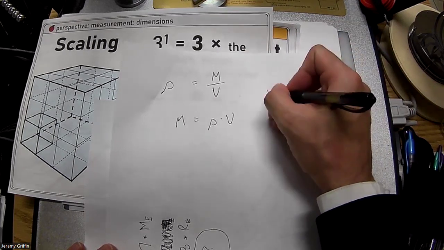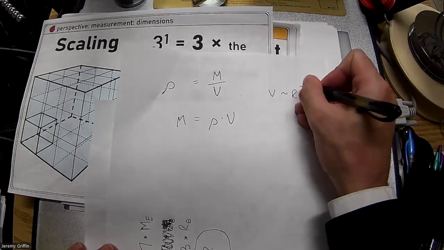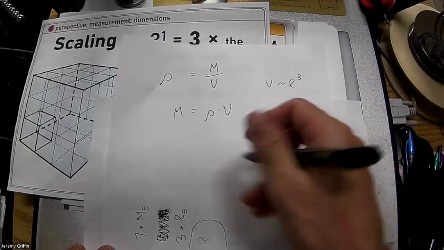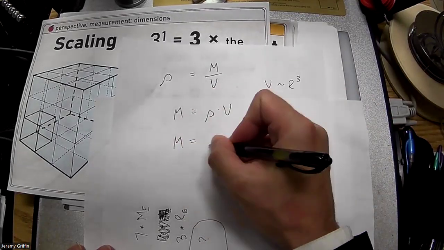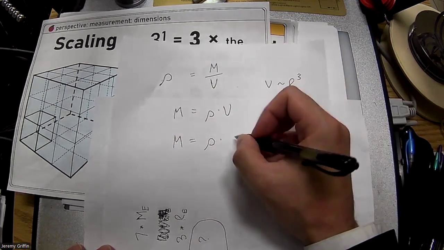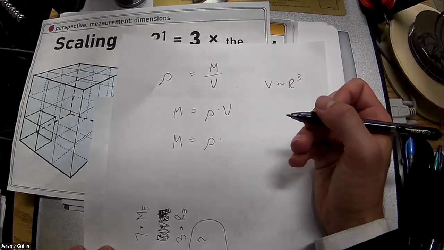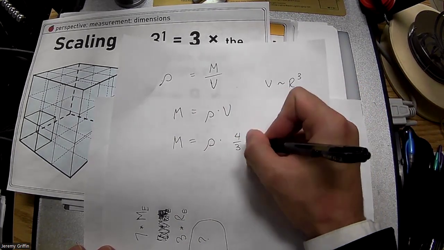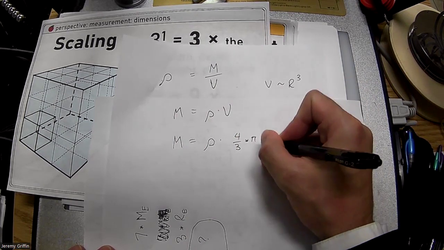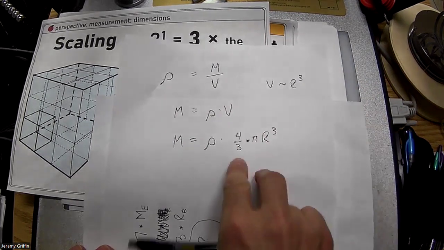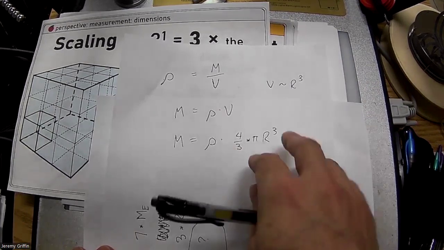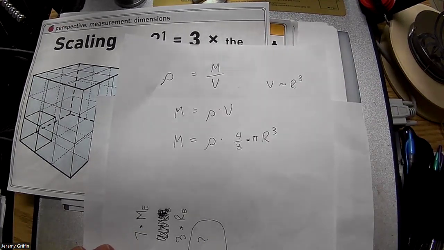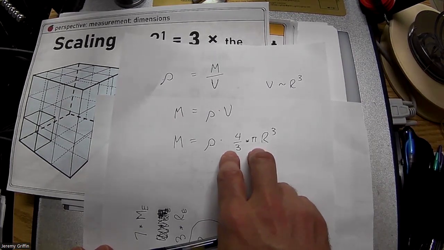Volume is proportional to the radius cubed. If you want something a bit more exact, you could say the volume of a sphere. So mass equals density of the material times, does anybody know the volume of a sphere in terms of radius? It's 4/3 pi r cubed. You don't have to know the 4/3 pi to get this proportion question right. As long as you know volume is proportional to r cubed, they'll still get you to the right answer. So use something like this.